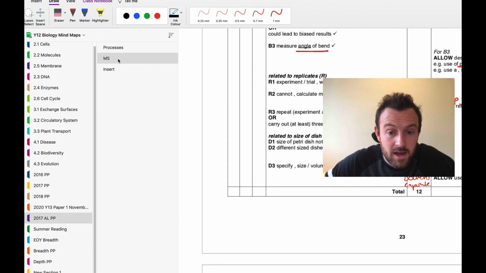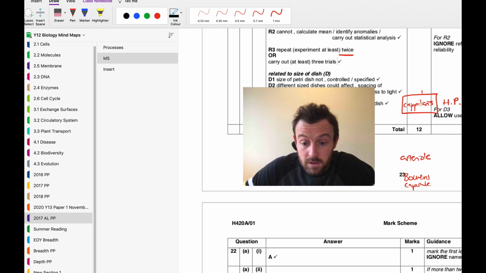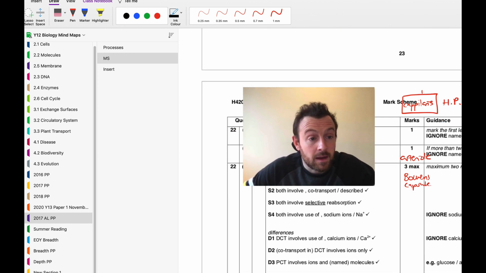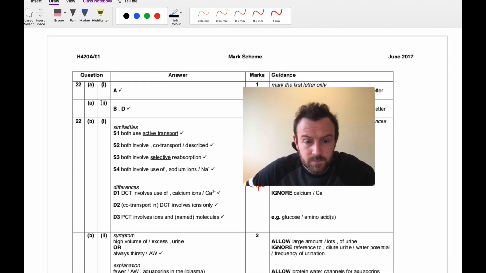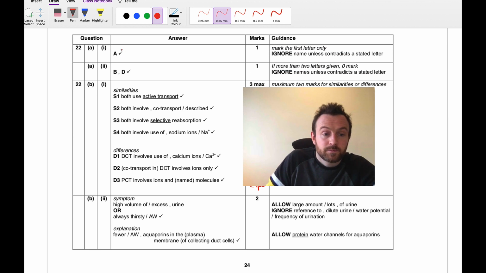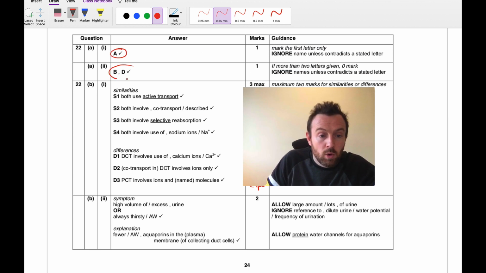Let's look at the mark scheme for that. So, okay, yeah, either one would have been acceptable. So A for the first one, and B or D for the second one.